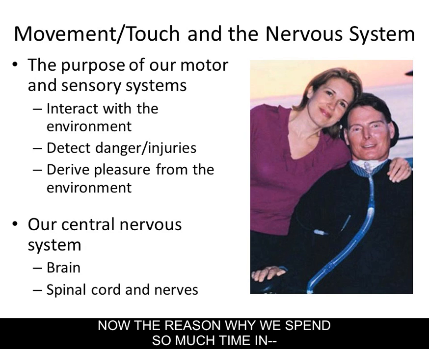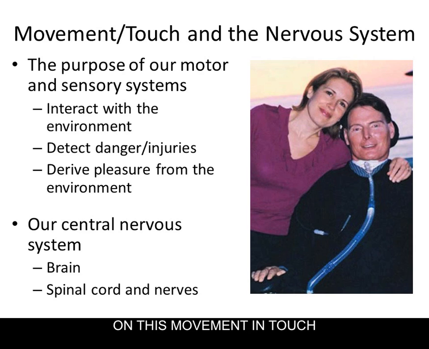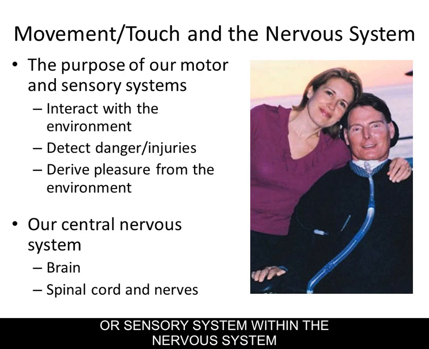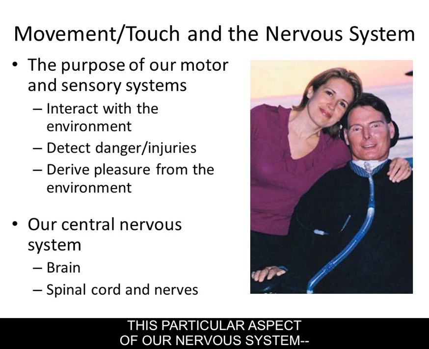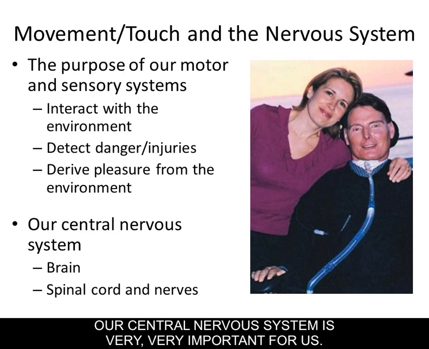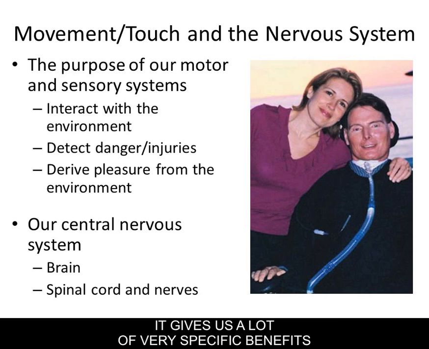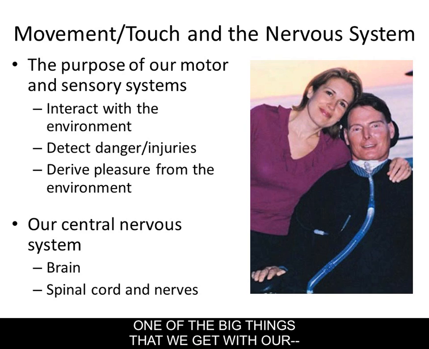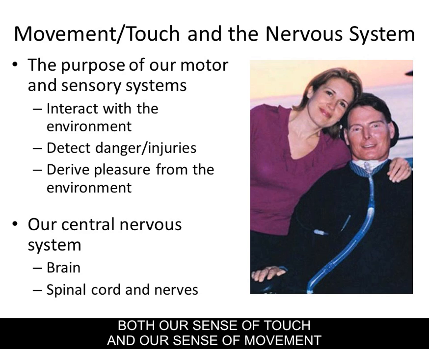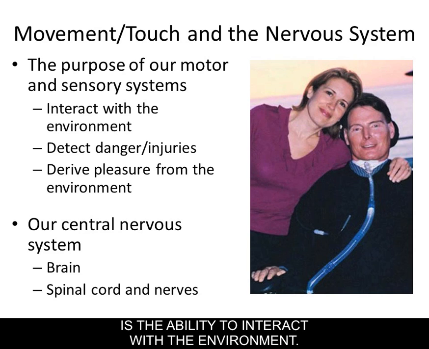Now, the reason why we spend so much time focusing in on this movement and touch or sensory system within the nervous system is because this particular aspect of our nervous system is very, very important for us. It gives us a lot of very specific benefits that we get from having these two particular systems. One of the big things that we get with both our sense of touch and our sense of movement is the ability to interact with the environment.